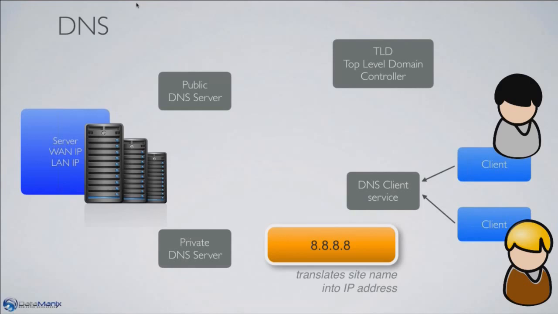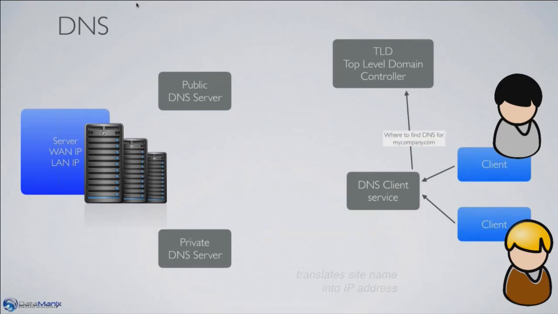So first of all, our client is asking for the IP address of google.com, and it's asking the DNS client service, which will or with this example, mycompany.com.